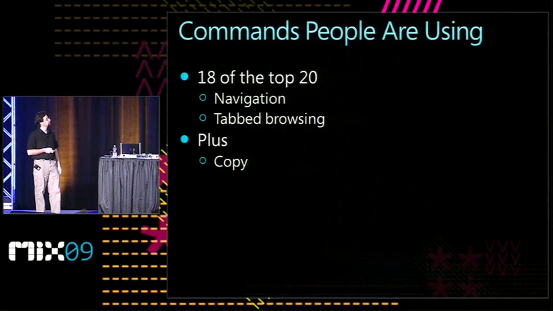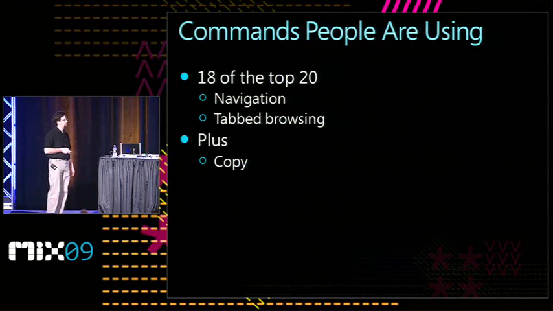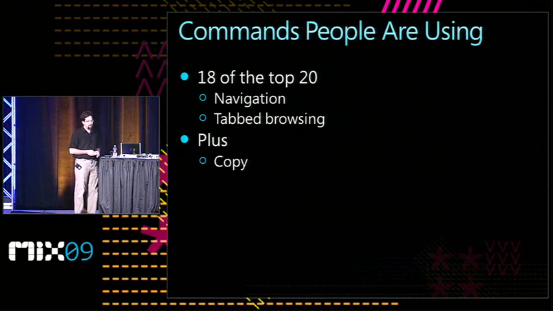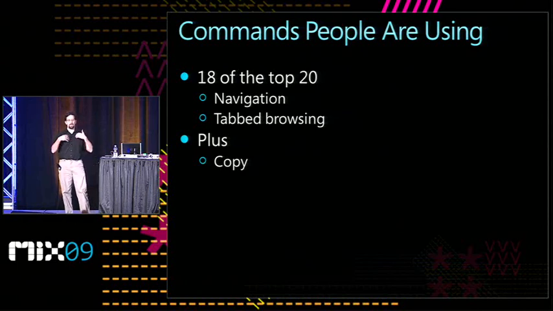OK. So let's talk more about what's actually happening in IE8. If we look at the top 20 commands, 18 of them are navigation and tab browsing. This includes things like clicking on a link in the browser, using the address bar, using the search box, switching between tabs, creating a new tab, all those things that help people get from where they are to some other site. Then there's an interesting one that popped up, which was copy.